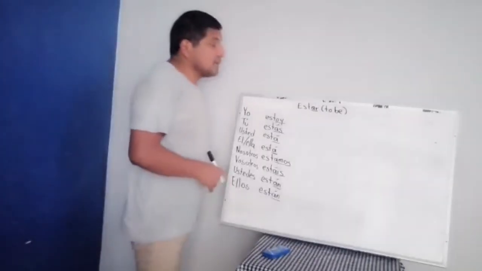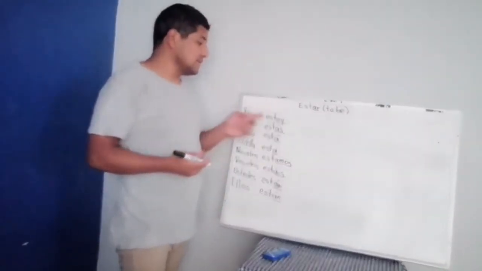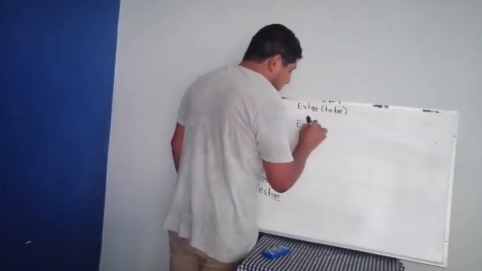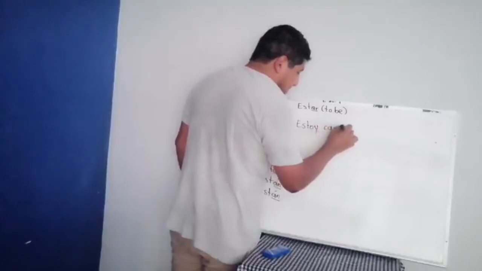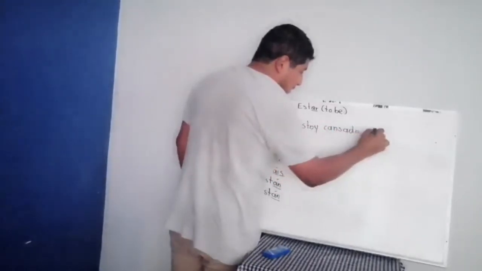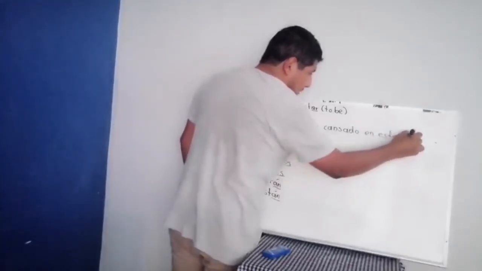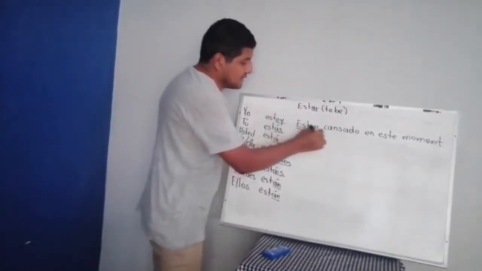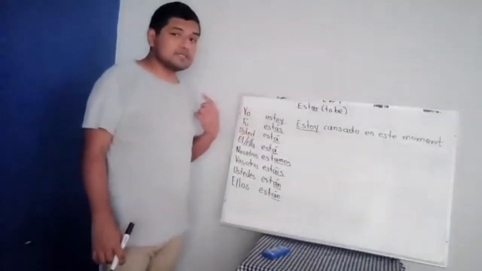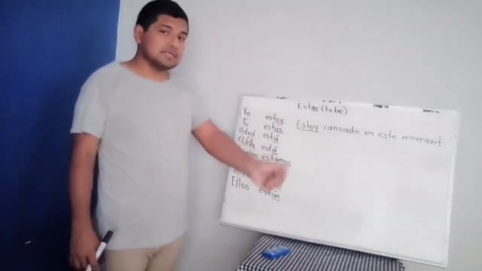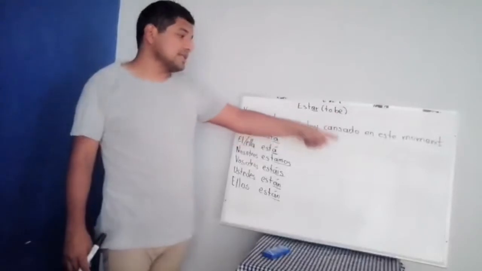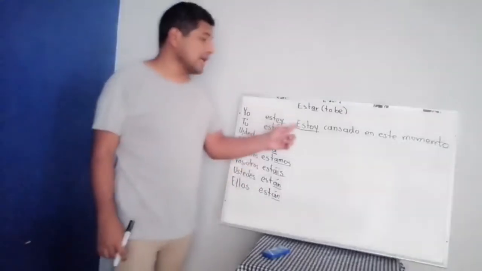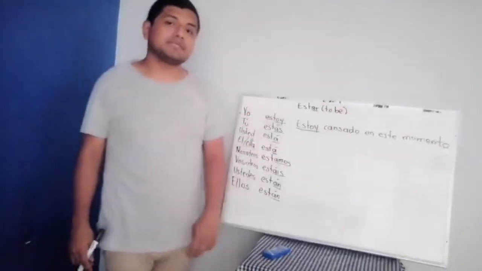For example, as I said, it's something that is temporary. For example, estoy cansado en este momento. We have the verb estoy conjugated in first person singular, in this case I, yo. Estoy cansado en este momento. In this case, that means I'm tired in this moment.